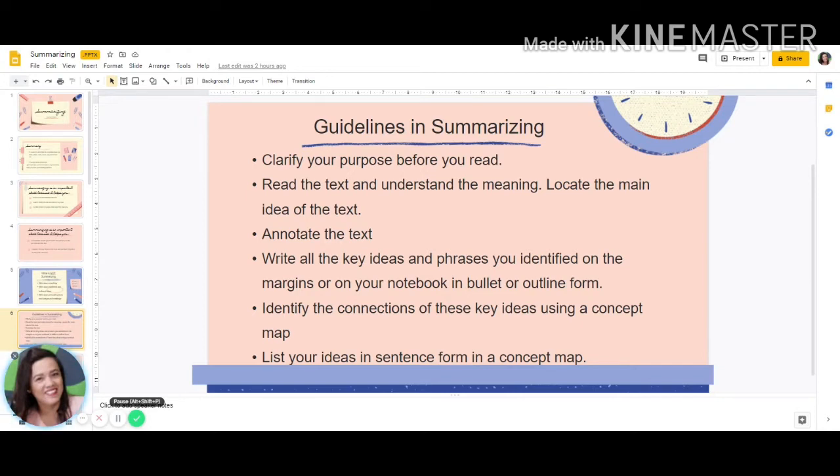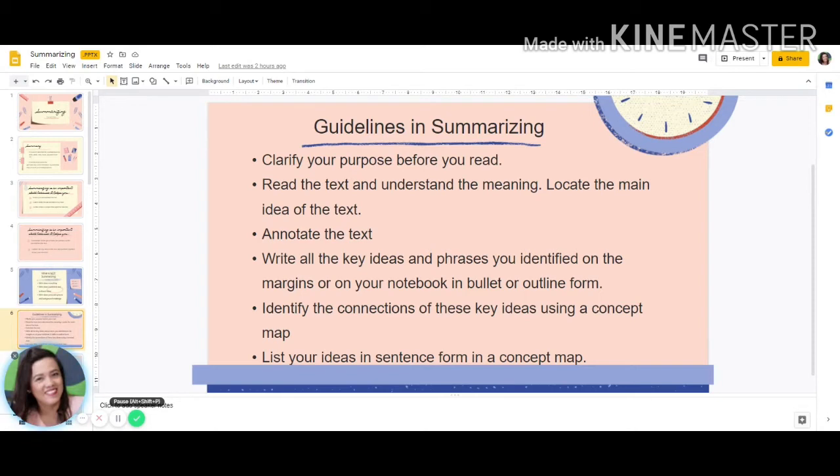Next is read the text and understand the meaning. Locate the main idea of the text. You should also know how to annotate the text. So annotation can be done by putting marks on the text, most especially if the text that you're reading is printed, or if you own the book, or if you have photocopied the text, so you can write marks on it. So what would be the examples of these marks?